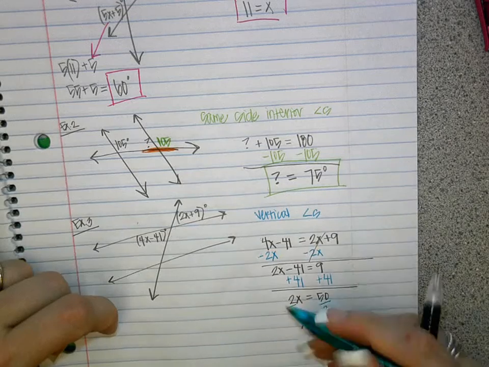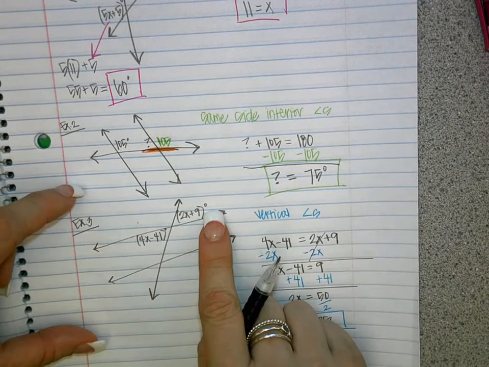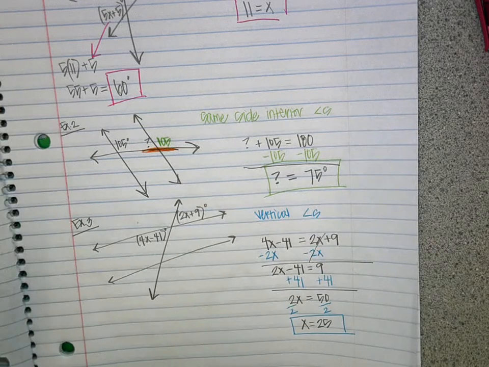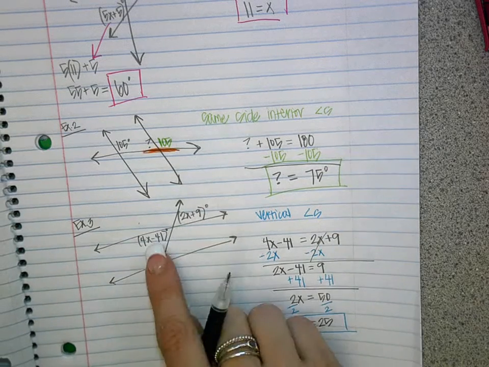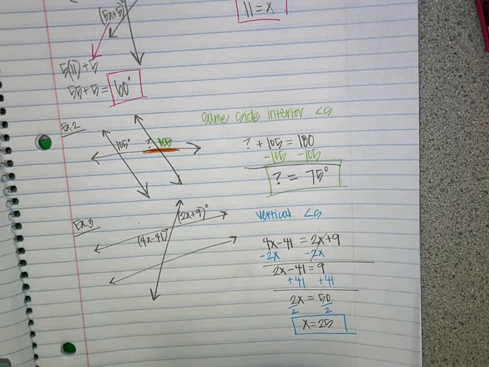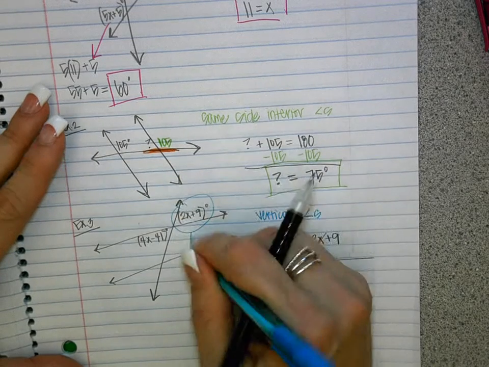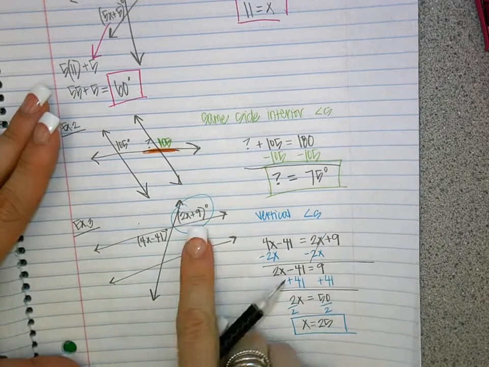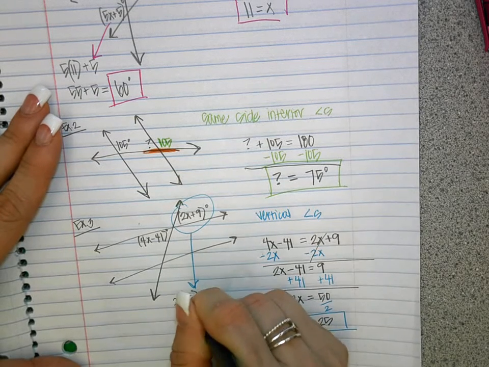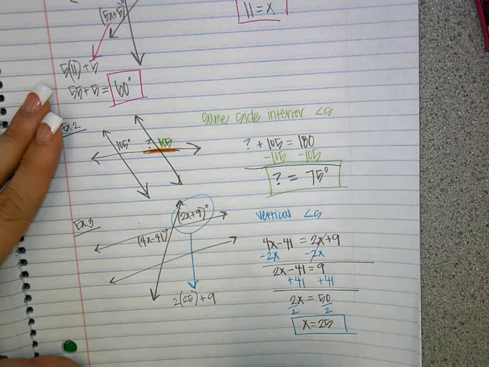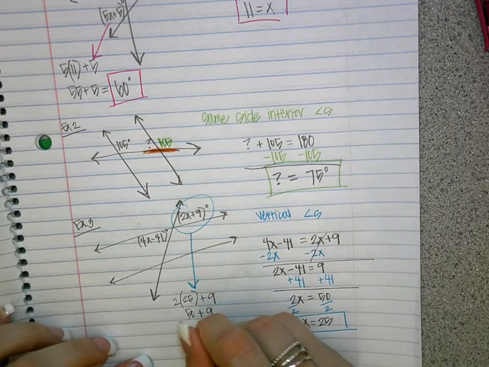Now, does that tell me what my actual measurement is equal to, though? No. So this one you're going to have to plug back in. You can plug into either one, it does not matter. Which would you prefer to plug into, the 4x or the 2x? Doesn't matter. Some of you try both. I'm going to do the 2x. And remember, when you have 2x here, you're doing 2 multiplied by 25, plus 9. So 2 times 25 is 50, plus 9 is 59 degrees.